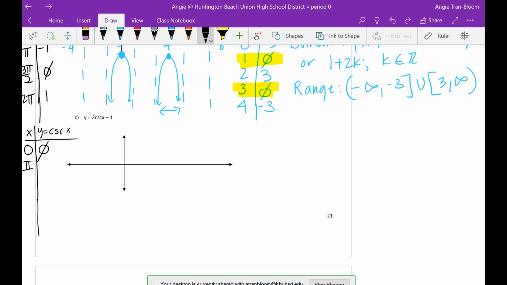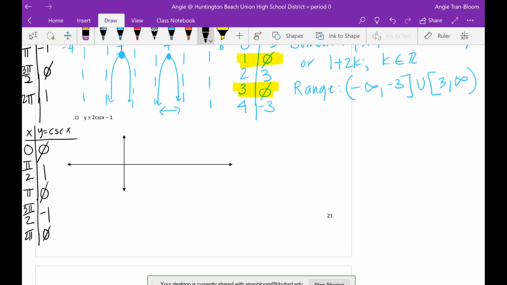Pi over 2, 1. Very good. Devin C, next ordered pair, please. Pi, undefined. Beautiful work. Okay. Next ordered pair, Emily T. 3 pi over 2, negative 1. And last ordered pair, Devin C. 2 pi. Okay. Your card just got put back in the pile.